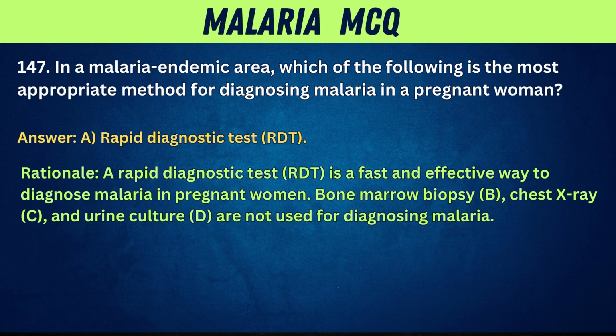Rationale: a rapid diagnostic test, RDT, is a fast and effective way to diagnose malaria in pregnant women. Bone marrow biopsy, B, chest X-ray, C, and urine culture, D, are not used for diagnosing malaria.